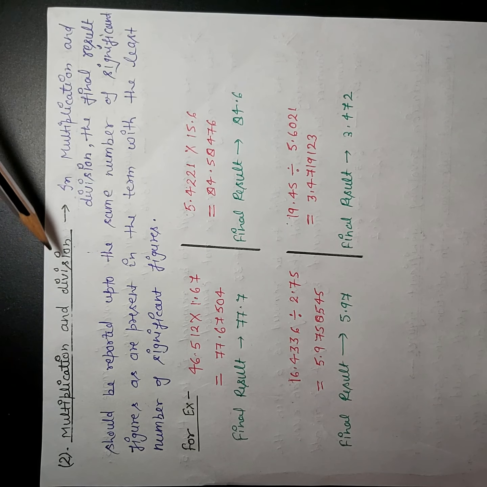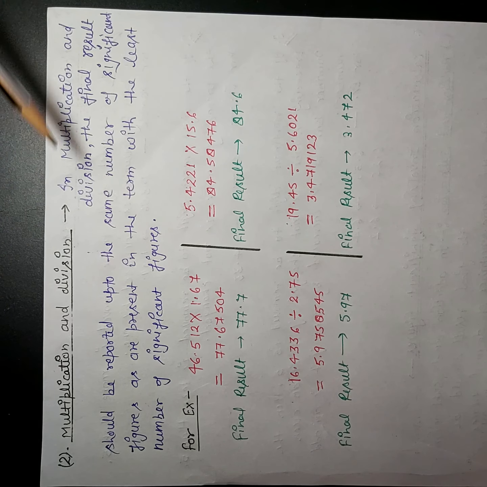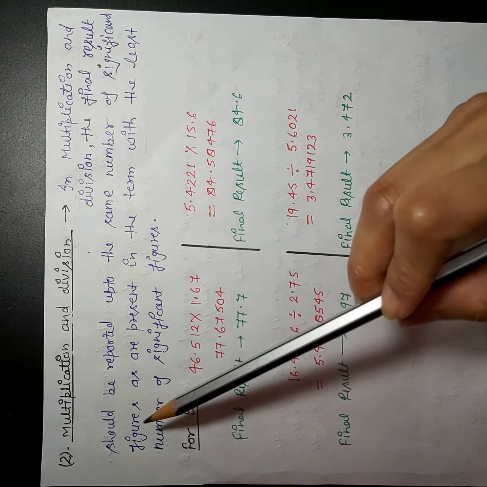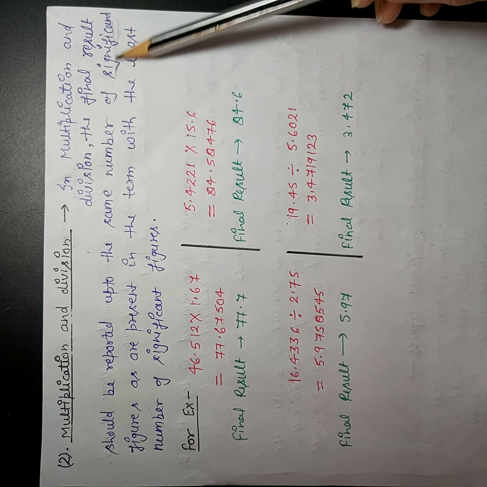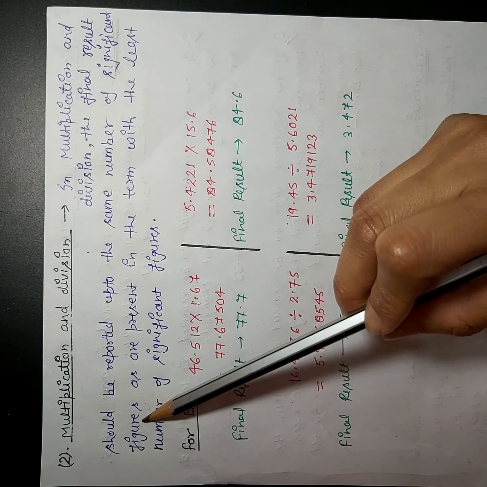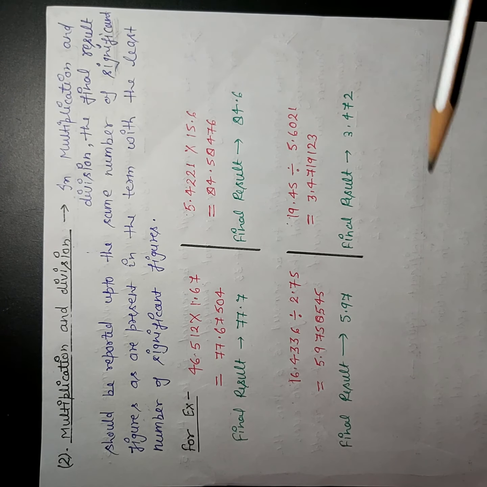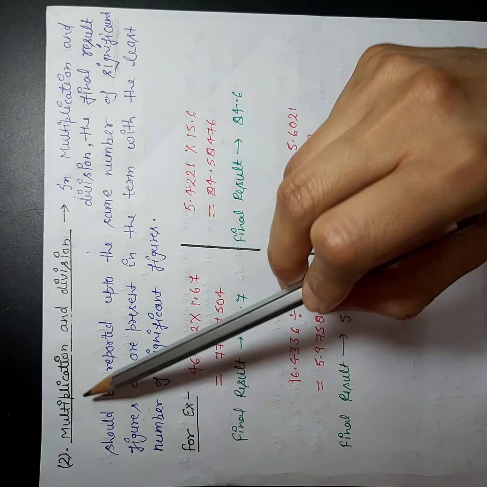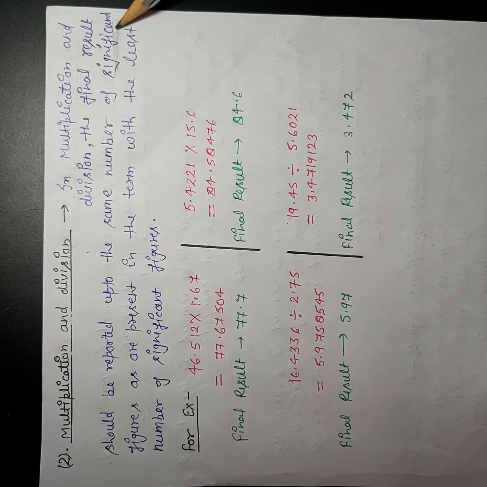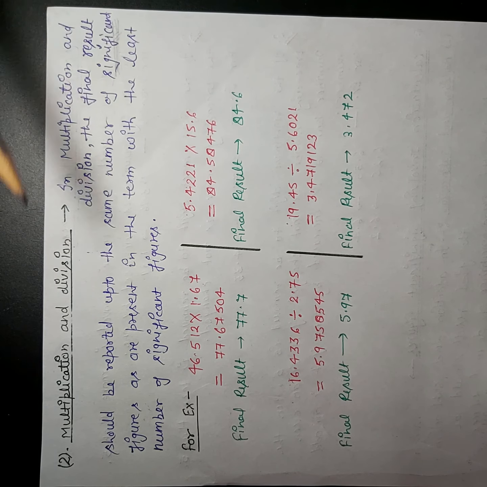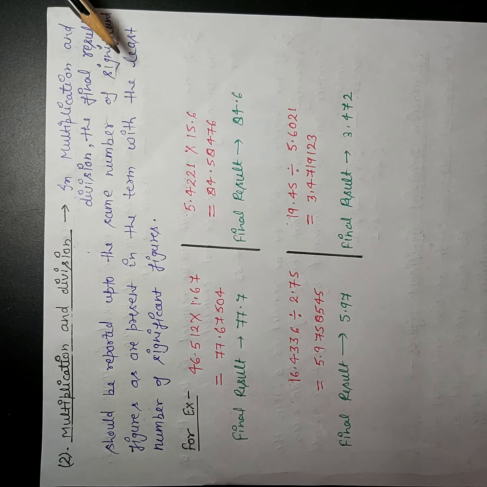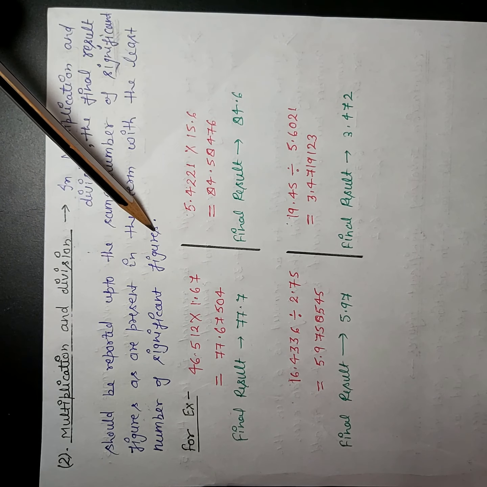Same for multiplication and division. In multiplication and division, the final result should be reported up to the same number of significant figures. Pay attention to this word, significant figure. What was there in addition and subtraction? Decimal places. And in multiplication and division, we will pay attention to significant figures. Which significant figures? As are present in the term with the least number of significant figures.